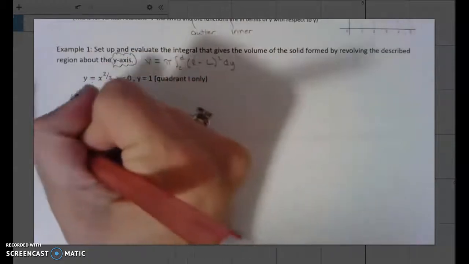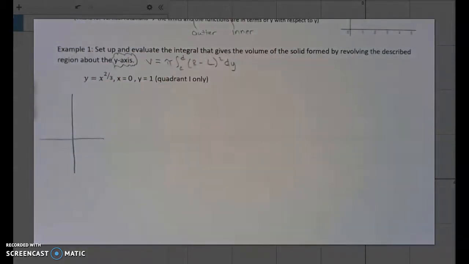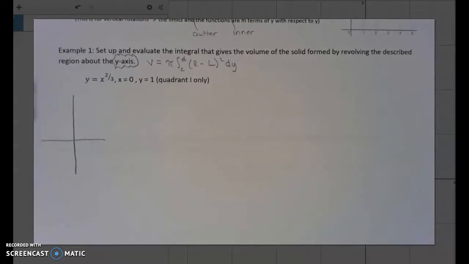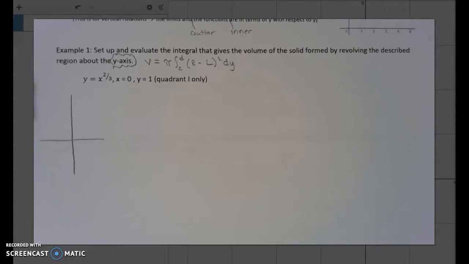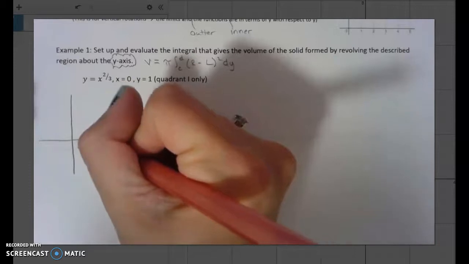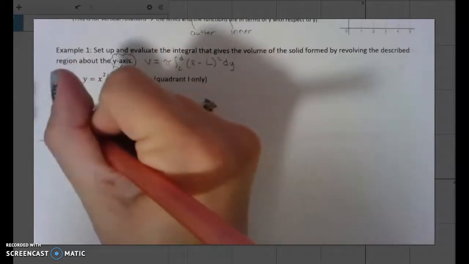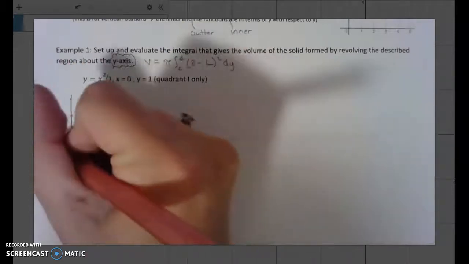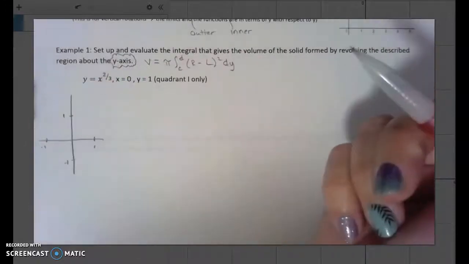So my x and y axes. For those of you who don't know, we can put y equals x to the 2/3 right into our graphing calculator. You can use Desmos.com, whichever way is the easiest for you. So when we do that, we're going to get a 1, 1, -1, 1.